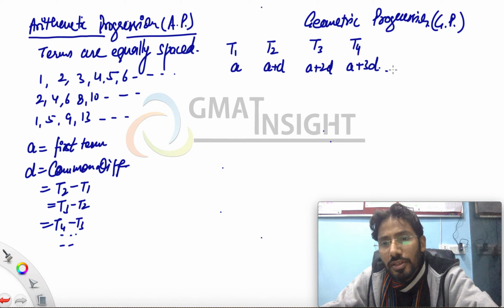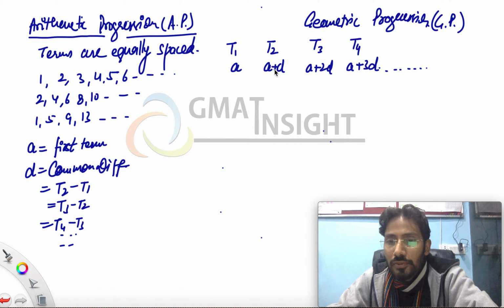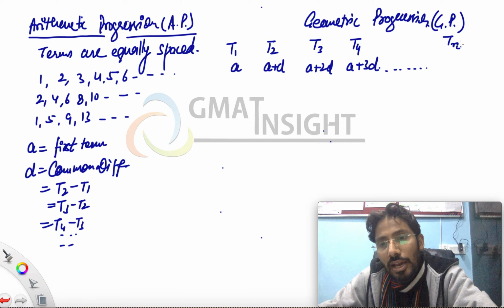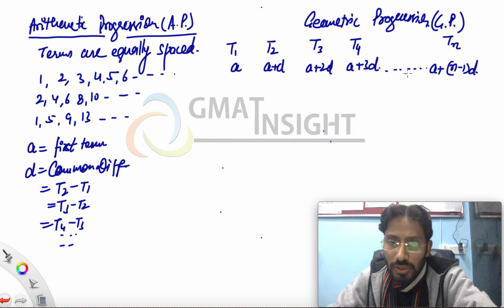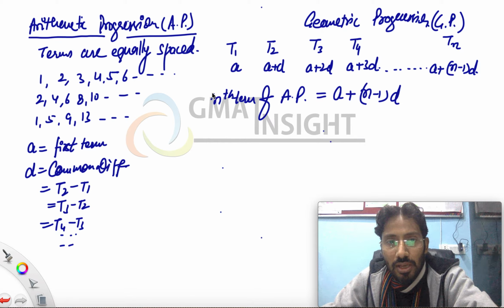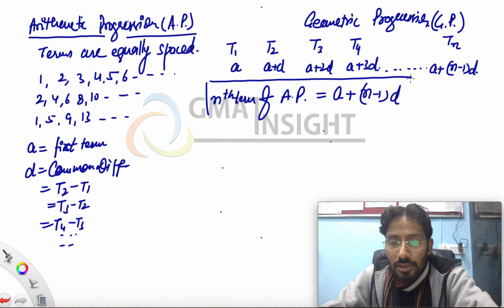The first basic principle comes from this observation: in T1 there is no D at all. In T2 there is 1D, in T3 there are 2 Ds, in T4 there are 3 Ds. That means the number of Ds is always 1 less than the number of the term. So for the nth term of the sequence, there will be n minus 1 Ds. Hence the nth term of any arithmetic progression is A plus (n minus 1) multiplied by D. This is the first basic formula of any arithmetic progression.